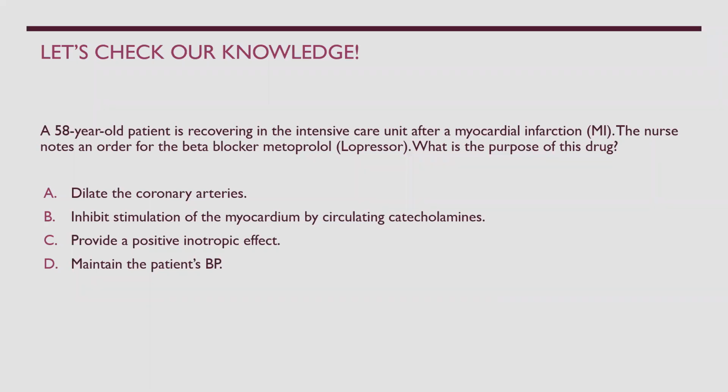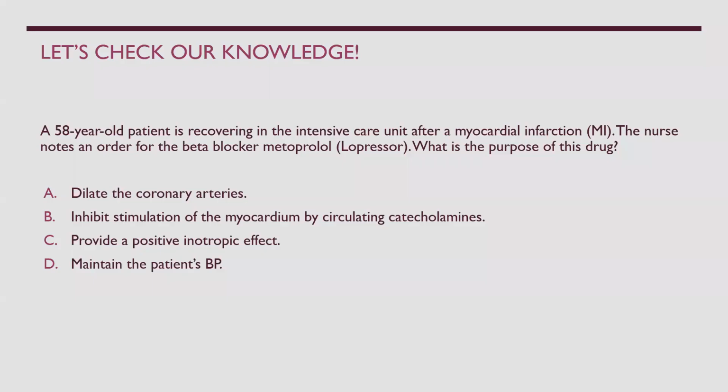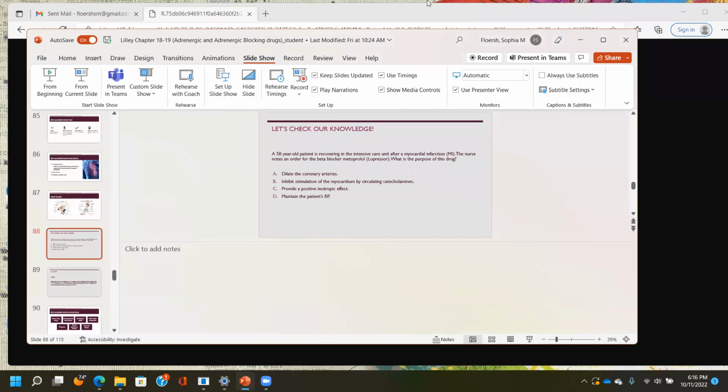Okay, so we said, sorry, the only question I had was, the left side of the heart pumps it to the body. Yes, the left side of the heart pumps it out to the body. So if it's not pumping it out to the body and it's pushing back in, that's why it ends up pooling in the lungs. That's why you have a buildup of fluid in the lung.